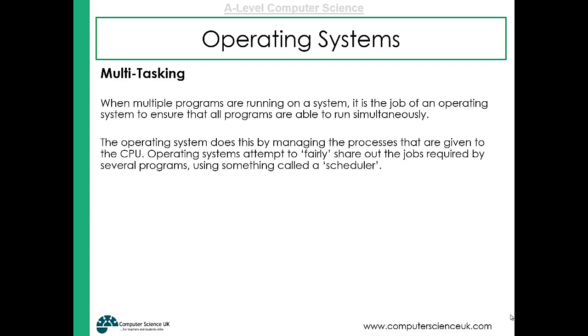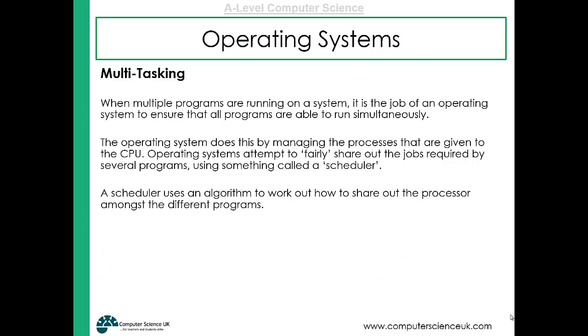So when multiple programs are running on a system, it is the job of an operating system to ensure that all the programs are able to run at the same time, or run simultaneously. The operating system does this by managing the processes that are given to the CPU. We've heard about this before. And it attempts to fairly share out these jobs of several programs. And it does this using something called a scheduler. And there's different scheduling algorithms that an operating system might make use of.